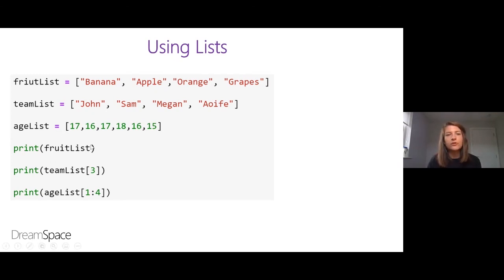So Damien, we're happy for print fruit lists that all the elements will be printed. Should do. Yeah. So then for team list, and then we're looking at index 3. If we go up, we're going to have 0 for John, 1 for Sam, 2 for Megan, and 3 should be Aoife. Should be our output there. Yeah. And then we go to our age list, and remember it was 1 up and 2, but not including 4. So 0, 1, so 16 should be first, 17, and 18. And we're not including 4. So we just literally do those 3. Those 3. Yeah.